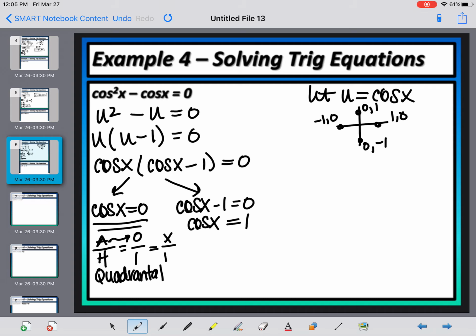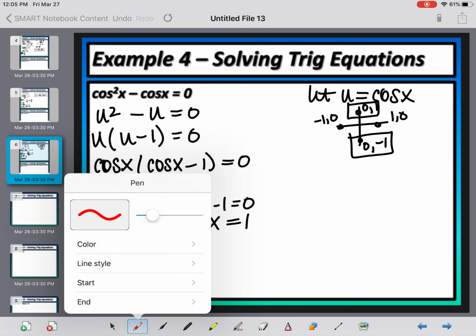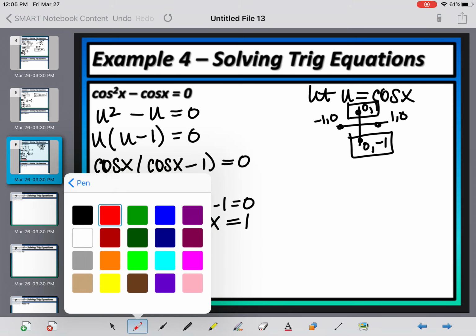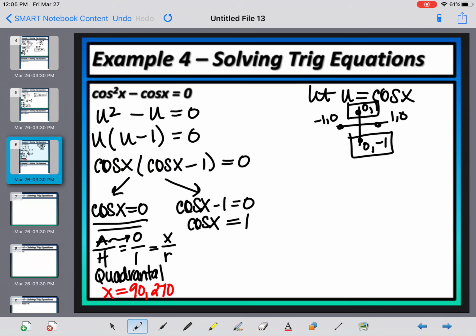So this is x over r. So where is my x value? 0. X equals 0 in two places, at 90 and 270. Okay, so my first set of answers over here: x equals 90, x equals 270.